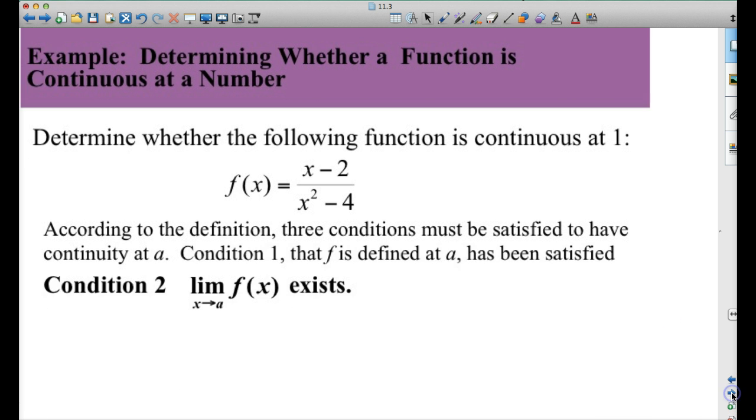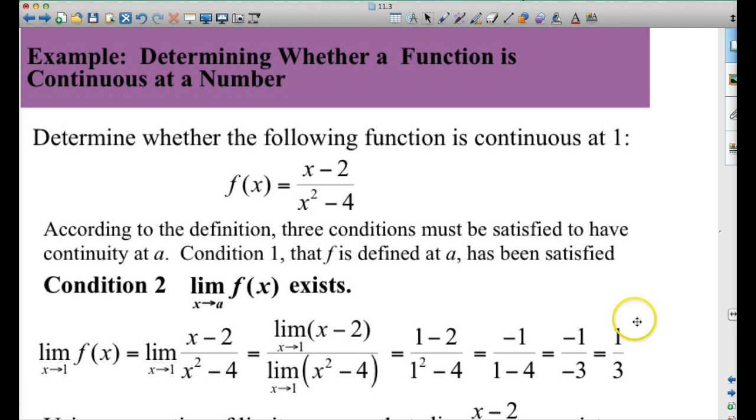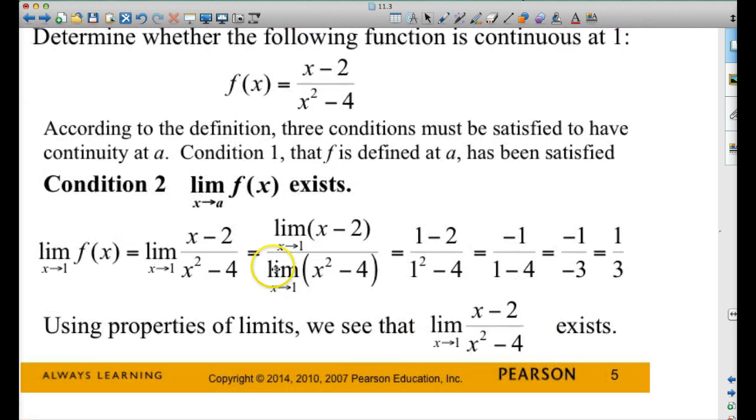That's good. Second condition, the limit of f of x exists. So we say, okay, the limit as x approaches 1 is the limit of the top and the limit of the bottom, which is 1 minus 2, equal to -1, and 1 squared minus 1 is -3, which is 1/3. Using the properties of limits, we see that this exists too. The function exists and the limit exists at that point.